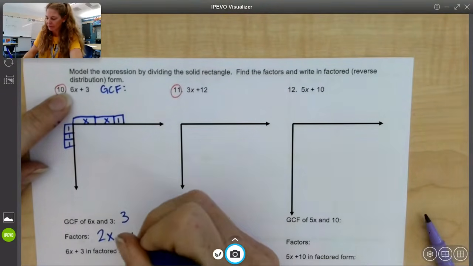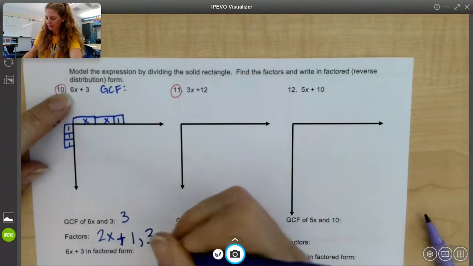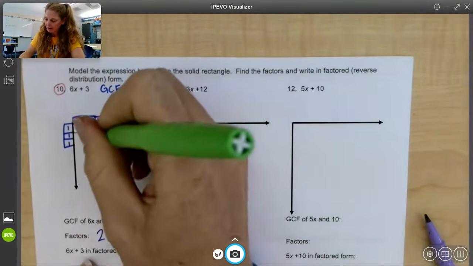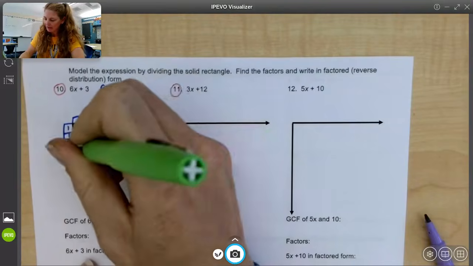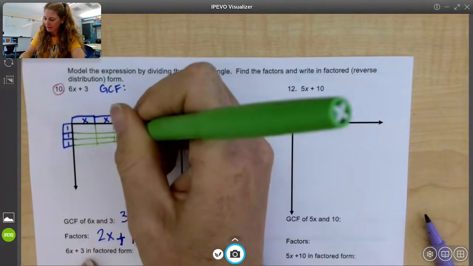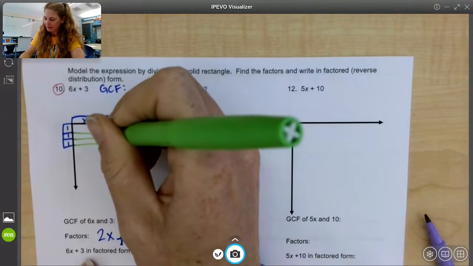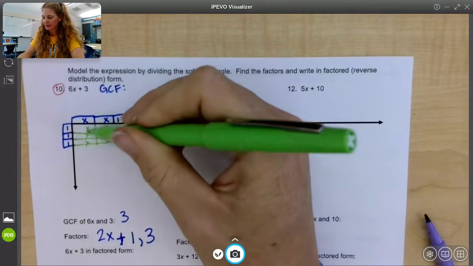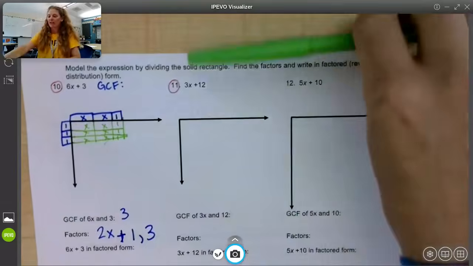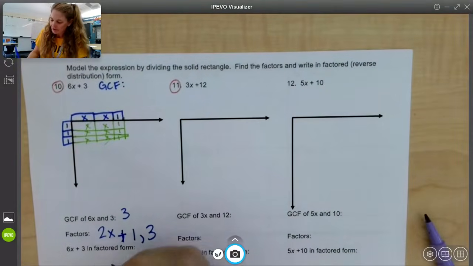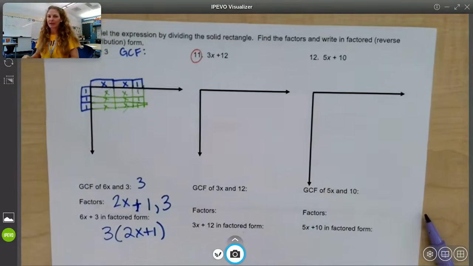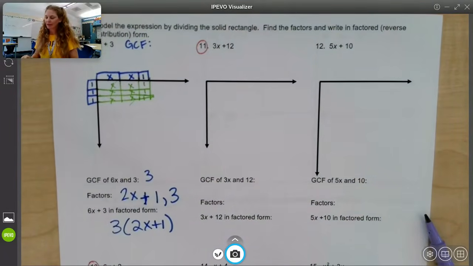Oh, sorry, this is 2x plus 1 and 3. Those are our two factors. And if we look at what's in the middle, or our area, 1, 1, 1, x, x, x, x, x, x, we have 6x plus 3. So in factored form, it's 3 groups of 2x plus 1. Nice. Let's look at 11.